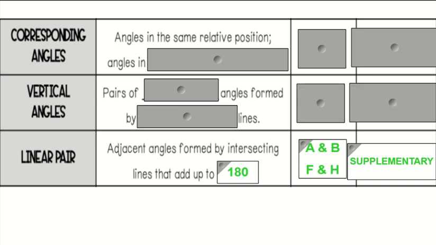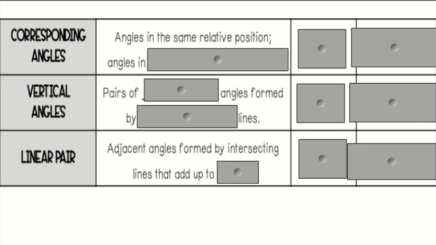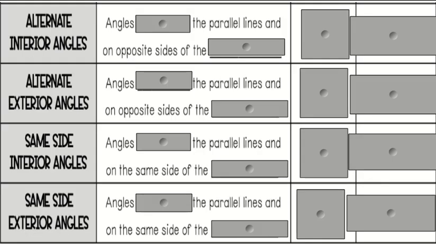All right, so that's the first three. As I said, there's a lot of these. We got to get through them. Alternate interior angles. What's interior mean? Inside. So alternate interior angles are angles inside the parallel lines on opposite sides of the transversal.